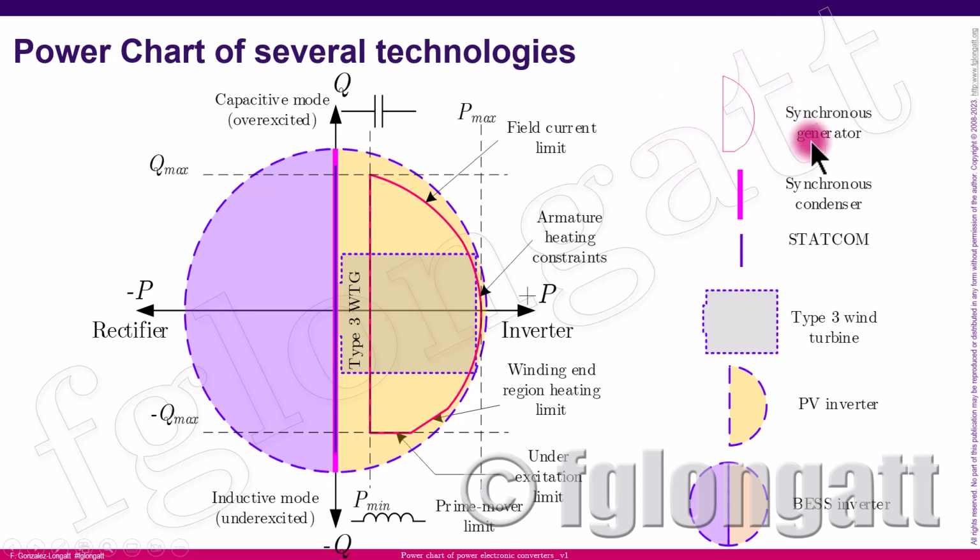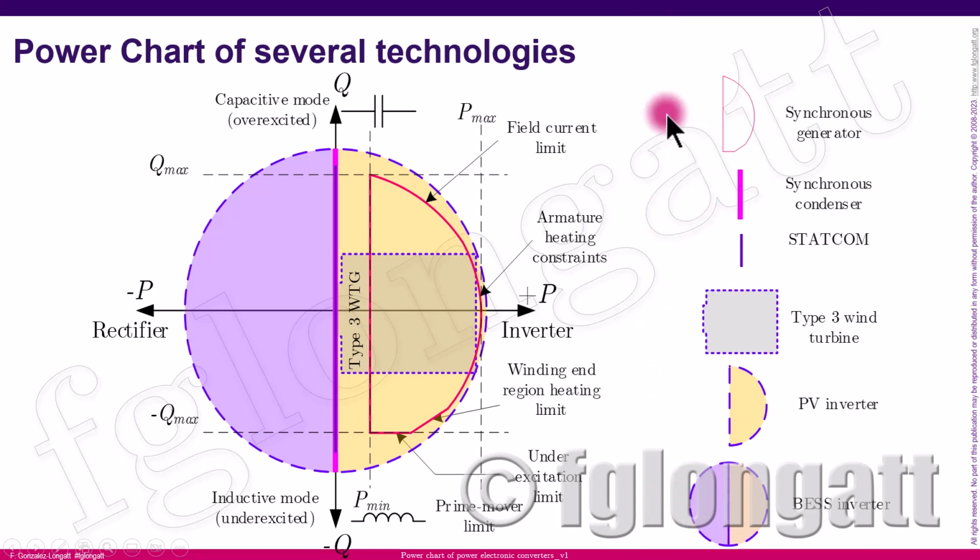And finally, the most beautiful but the most complex PQ representation is our glamorous and very lovely synchronous generator. For the synchronous generator, there is always a minimum limit of the active power production that is related with the prime mover. There is a maximum active power production that also is related with the prime mover limit. But inside, we have the underexcitation limit, the end region heating limits, the armature heating constraint, and the field current limits. As you can see, depending on the technology used, you will have a different PQ curve.